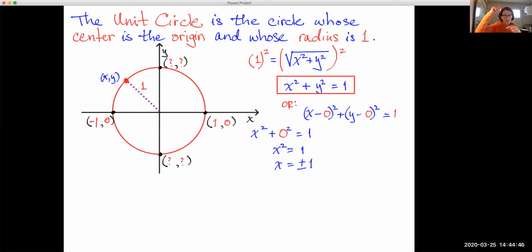And then the upper and lower ones, the ones on the y-axis: if a point is on the y-axis, then the x-coordinate has to be 0, right? So we put in 0 for x into the equation, and we get 0 squared plus y squared equals 1. So y squared is 1, which means y is plus or minus 1. Those points are easy to fill in. So I filled in 4 points on my unit circle.